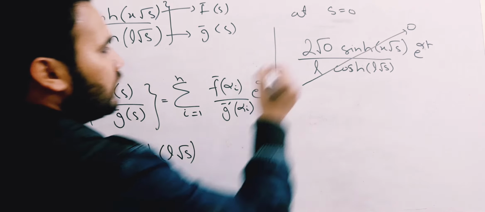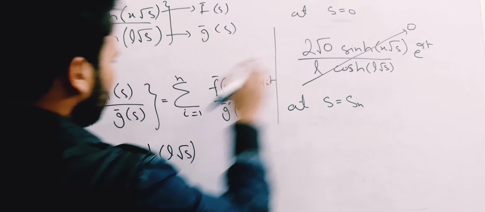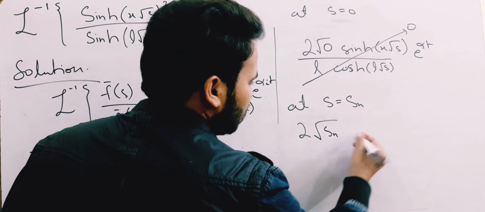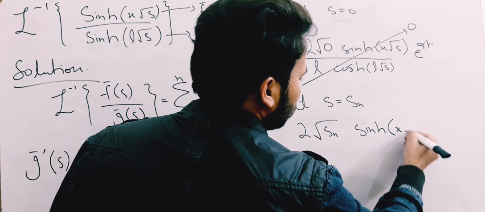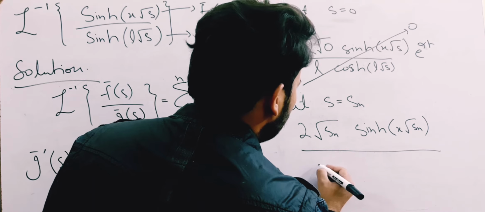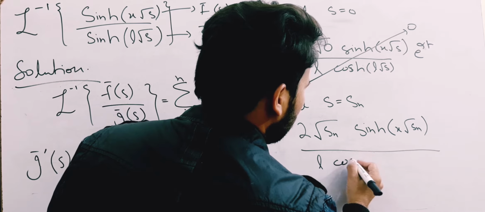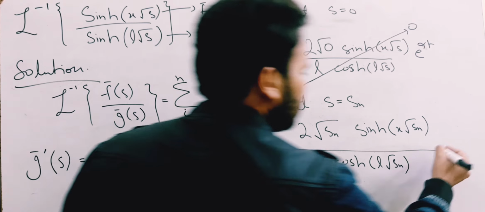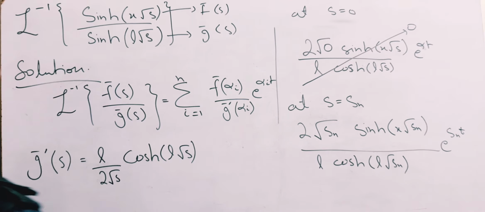Now we have to compute this result at s equals Sn, the series. Then this result will be 2 square root of Sn over l, sine hyperbolic x square root of Sn divided by cosine hyperbolic l radical Sn, e power Sn t. We have to compute this result and we will be done.